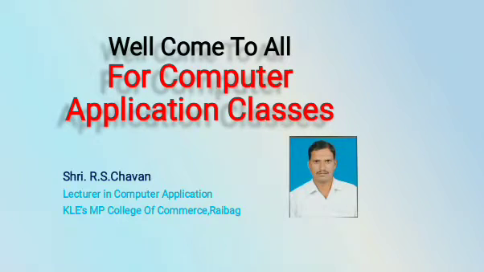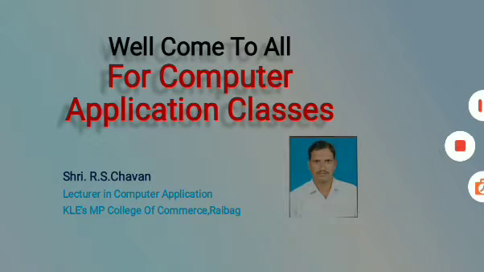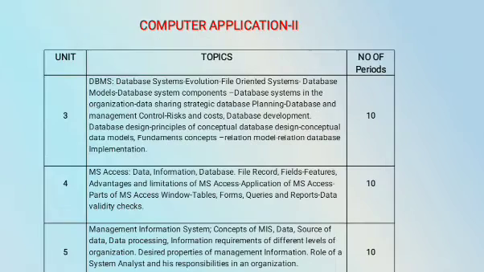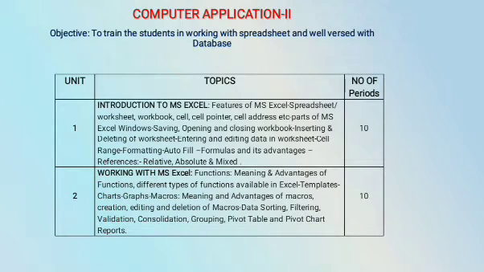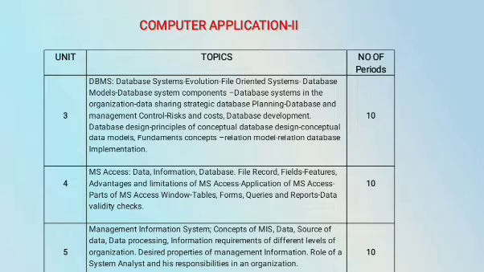Dear students, today we discuss the syllabus. As usual, there are 5 units in Computer Application 2. The first unit is the introduction to MS Excel. The second is working with MS Excel. The third is DBMS, database management system. The fourth is MS Access, and the fifth is the management information system, that is the MIS.